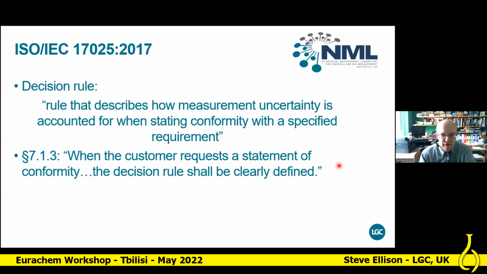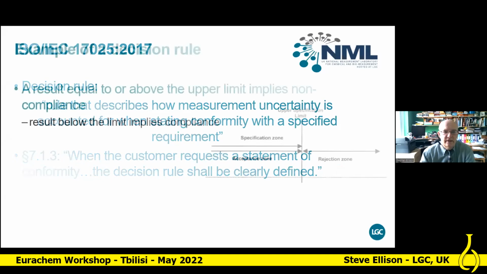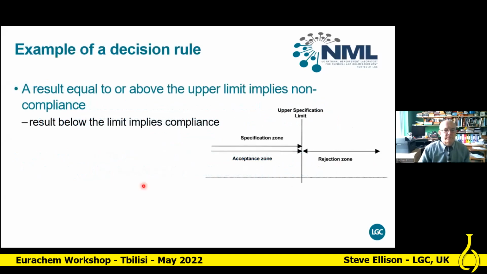What do decision rules look like, I suppose, is a good question. Here's an example. That's the rule in English. It says a result equal to or above the upper limit is non-compliant. And the converse of that is that a result below the limit implies compliance. Now, there's a picture of this over on the right.